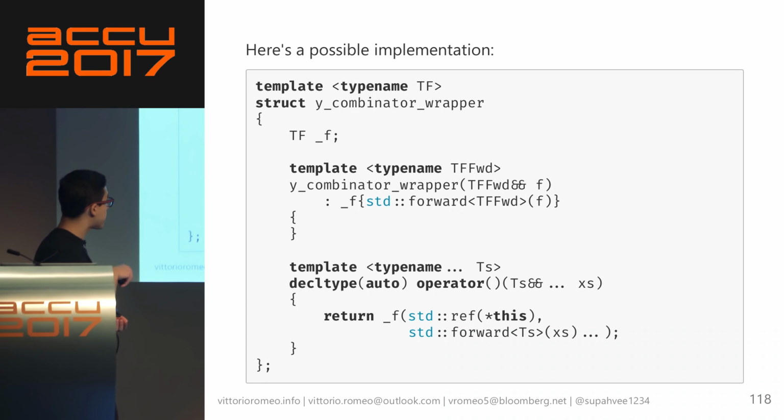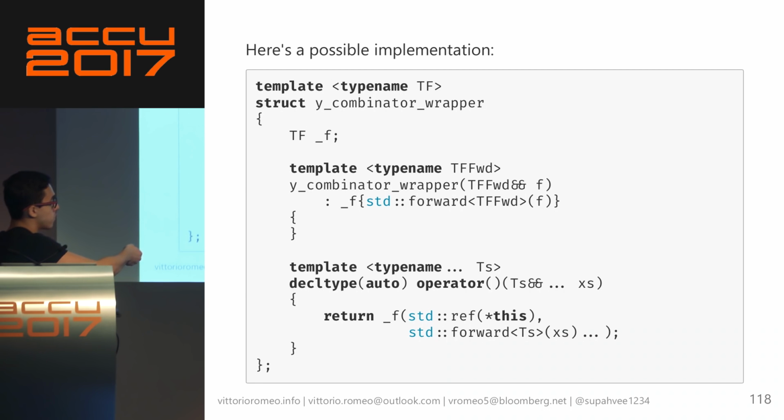And here's a possible implementation. This was actually proposed to the standard library. It got rejected in the proposal I mentioned earlier. But this is a very simple implementation of it. So what you can do is define this Y combinator wrapper that wraps an arbitrary function object. You always want to perfect forward a function object inside the wrapper. So all of this is boilerplate. And the real interesting thing is the overloaded operator call.